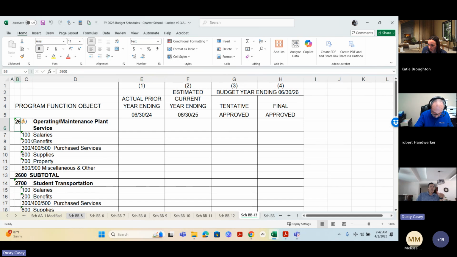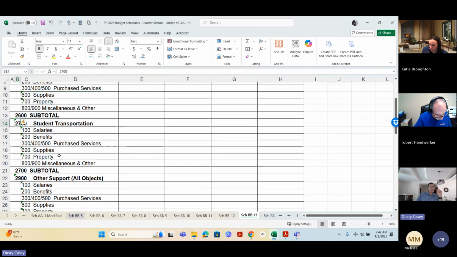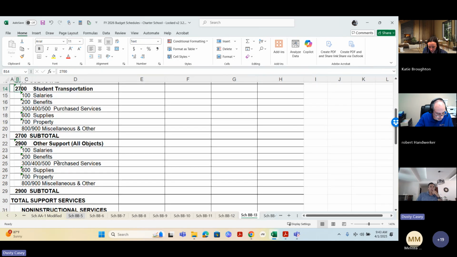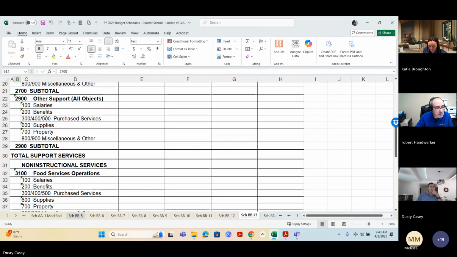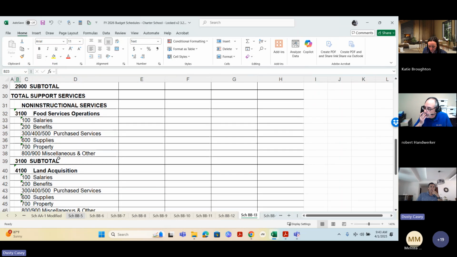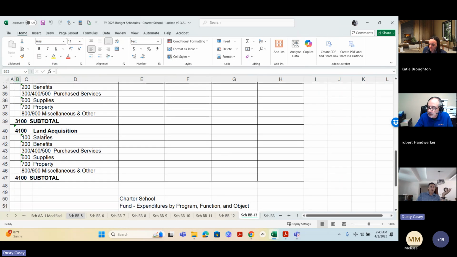program. Now we're into function code 2600 with its maintenance. So maintenance of your buildings. 2700 is student transportation that's not already associated with a specific program that you may have already identified above. Any other support. And again, if you need direction on what these function codes are, refer back to your NDE chart of accounts, and there's an explanation on all of those. And then we get into food service.